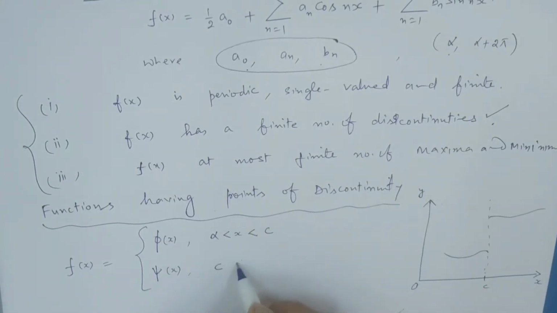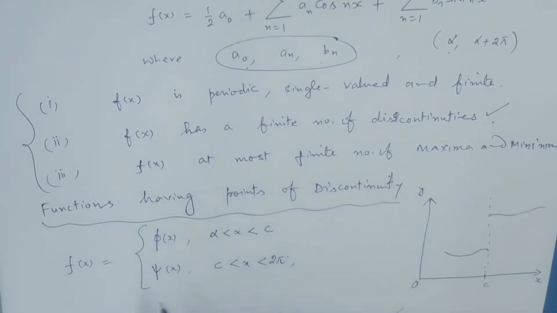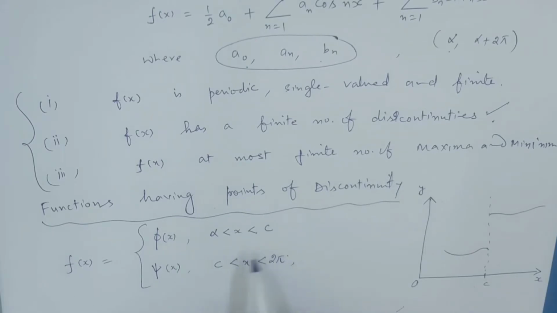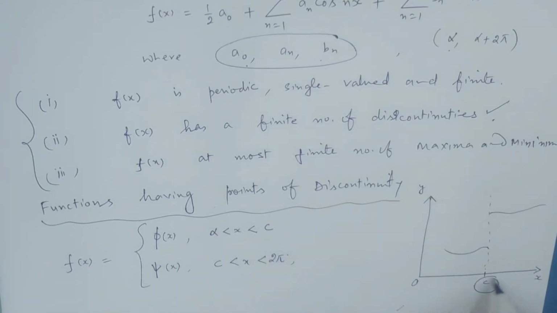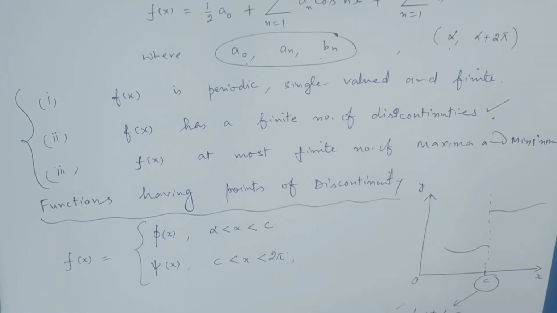Another is c less than x less than 2 pi. That is, c is the point of discontinuity. Here is the point c. This is called point of discontinuity.